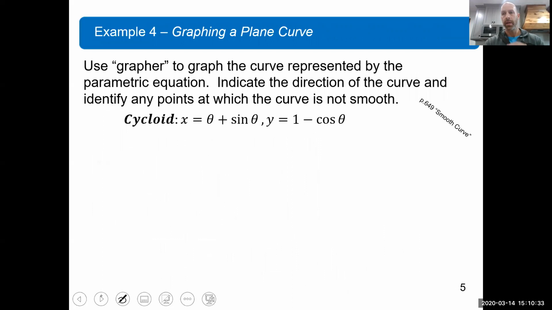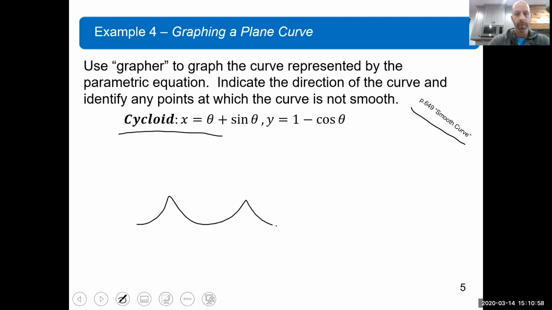For the last example, I'm actually not going to do this for you. First of all, I'd like you to look up the definition of what a smooth curve is. And then I want you to watch the video that I have on Canvas about using your graphing calculator to graph parametric equations. I will go ahead and sketch this graph for you. And once again, I'm going to kind of cheat here a little bit because I'm doing this with my finger.